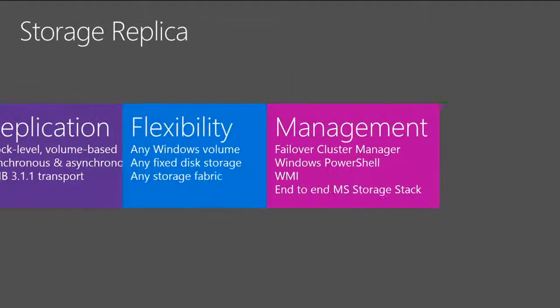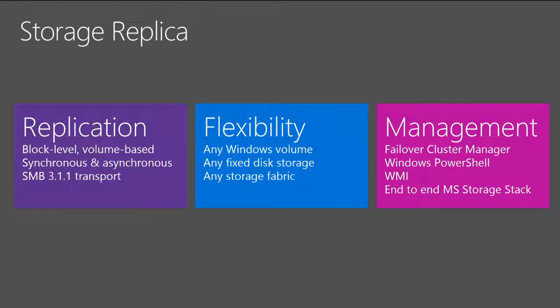Storage Replica gives you block level volume replication, synchronous or asynchronous, using SMB 3.1.1. We use this protocol. We introduced SMB3 in Windows Server 2012, and we've been building on it ever since. And every new piece of technology we build that uses network transport, we use SMB3 because it gives us multi-channel, it gives us encryption, it gives us RDMA support. I'll show you some cool RDMA stuff at 5 o'clock.